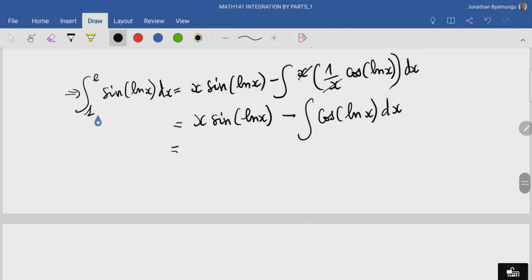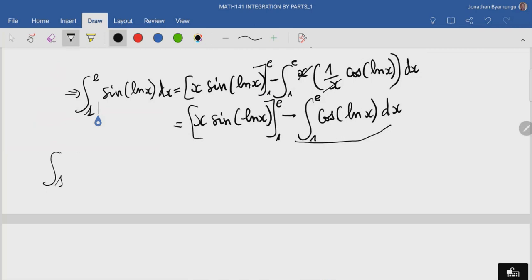And this is as far as we can take that for now. So we'll have to evaluate this second integral separately and then just bring back the solution into this expression. So let's evaluate the integral. Obviously, this is all evaluated between 1 and e. The integral from 1 to e of cos of ln of x dx.